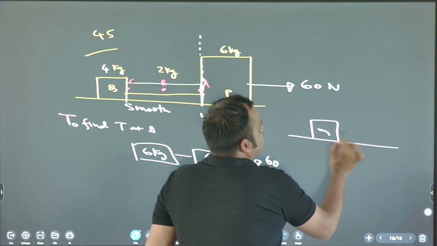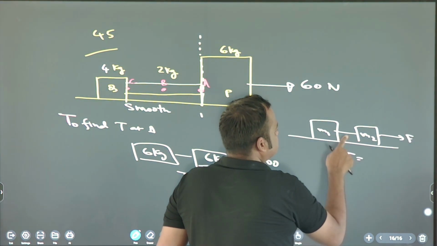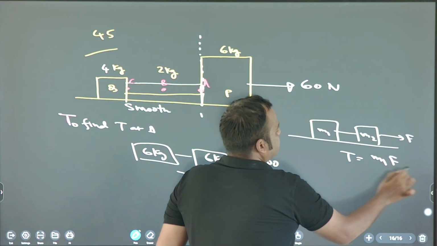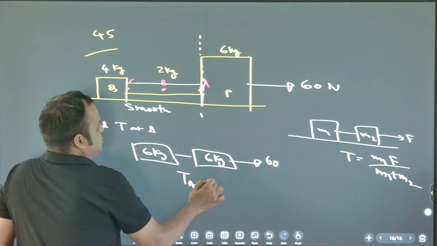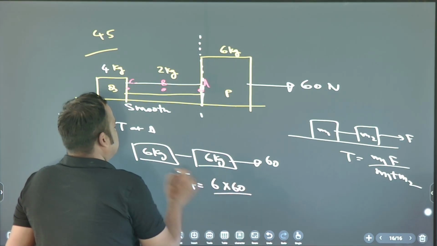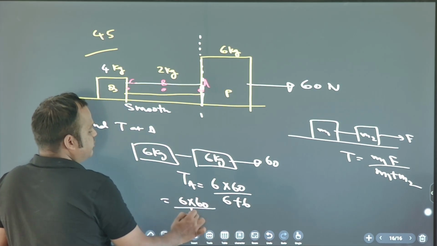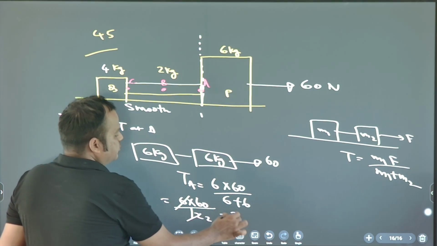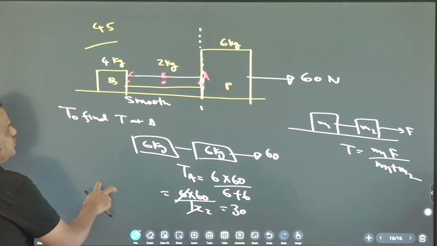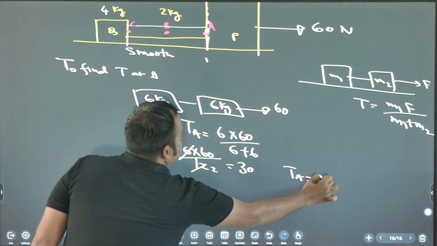Suppose this is M1, this is M2, and this is F. So what is the tension here? M1 F by M1 plus M2. So this is 6 into 60 by 6 plus 6. 6 into 60 by 12. 6 by 12 is 1 by 2, 60 by 2 is 30. So TA is equal to 30.